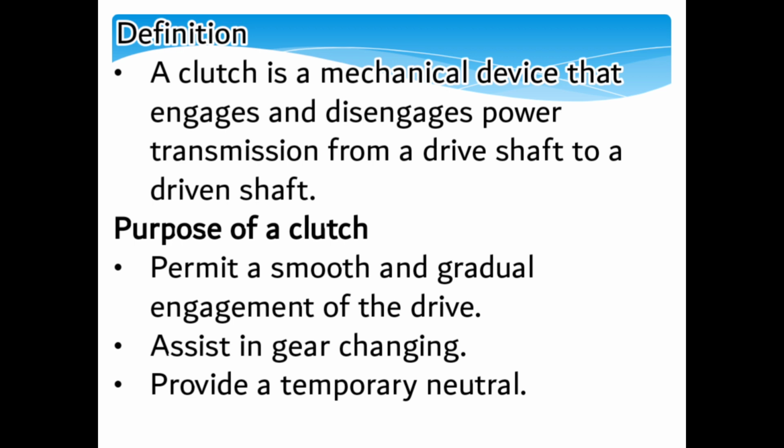Now, we know that a clutch has three main purposes. The first purpose is to permit a smooth and gradual engagement of the drive. 2. To assist in gear changing, and lastly, to provide a temporary neutral. Now we have seen the definition and purpose of a clutch.